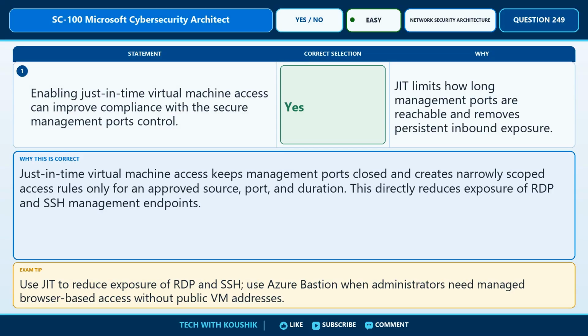Statement 1. Enabling just-in-time virtual machine access can improve compliance with the secure management ports control. The answer is yes. JIT limits how long management ports are reachable and removes persistent inbound exposure. Exam tip. Use JIT to reduce exposure of RDP and SSH. Use Azure Bastion when administrators need managed browser-based access without public VM addresses.